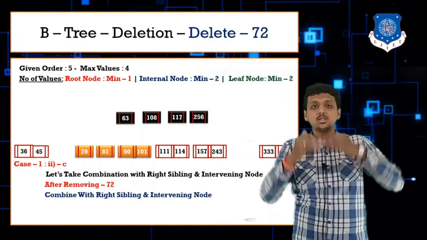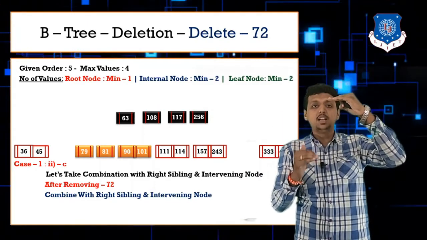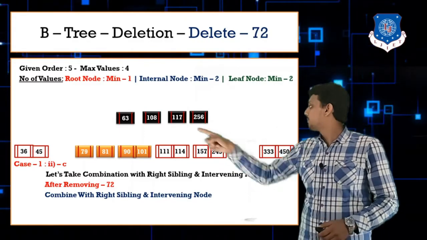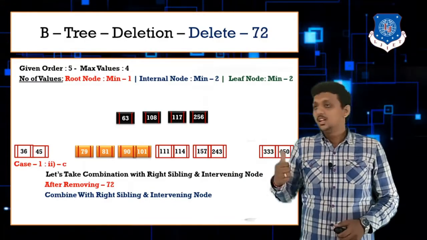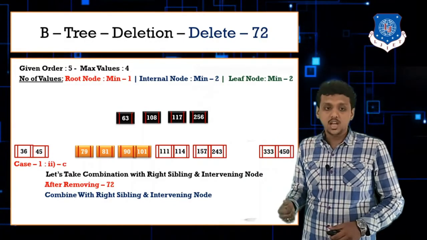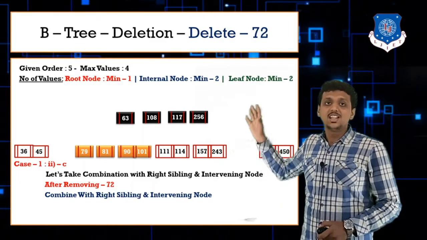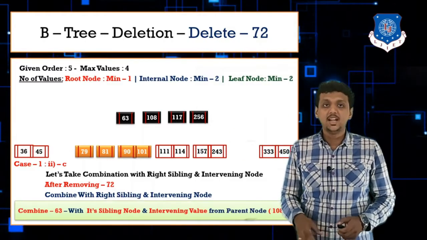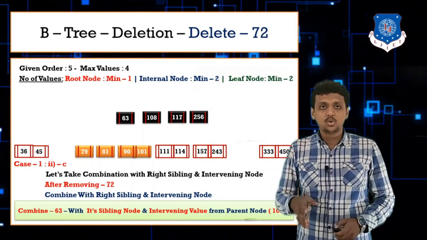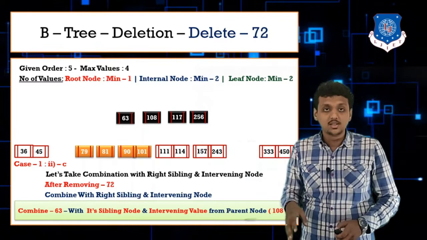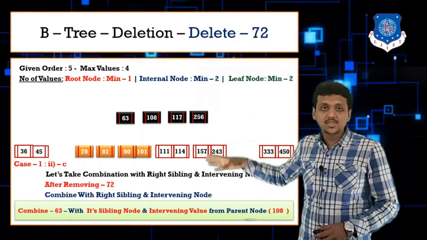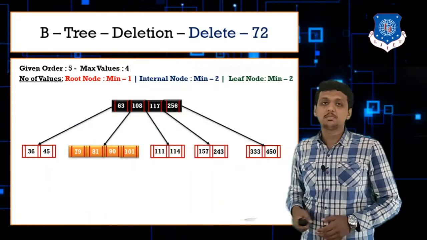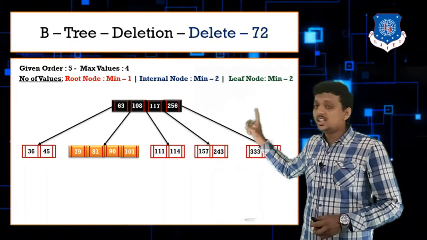So in insertion, students, your tree height is increasing. In deletion, B tree height is decreasing. But make sure all leaf nodes must be at the same level. If you follow the perfect rules, the leaf nodes must be at same level. So now, after such deletion operations, 63, 100, 117 and 256 are combined together, making a root node. And what about the leaf nodes? You need to set these nodes according to the rule: smallest values on the left side, greatest values on the right side.